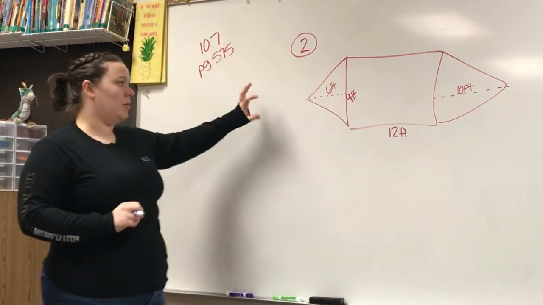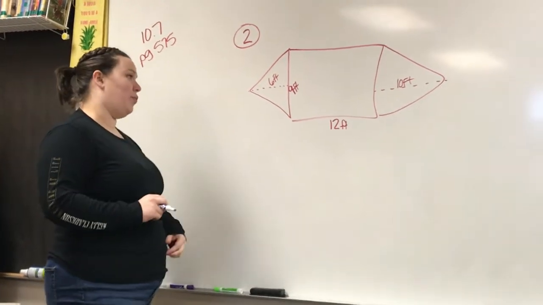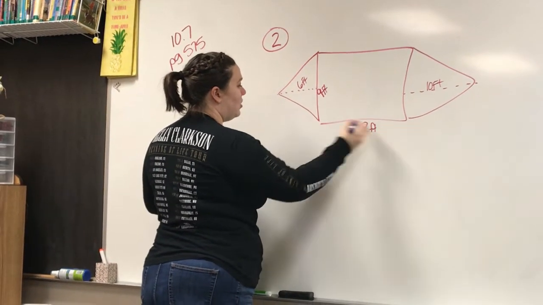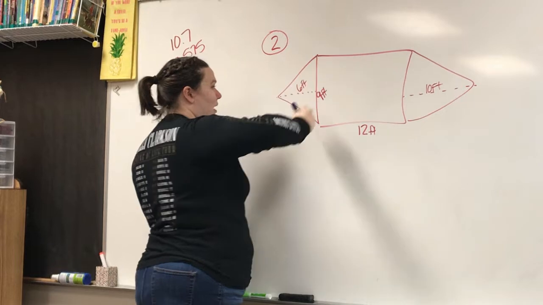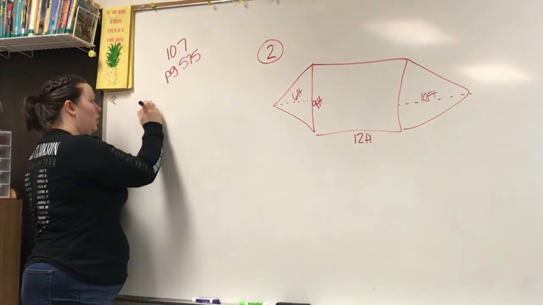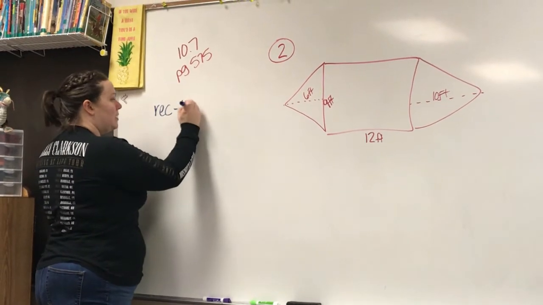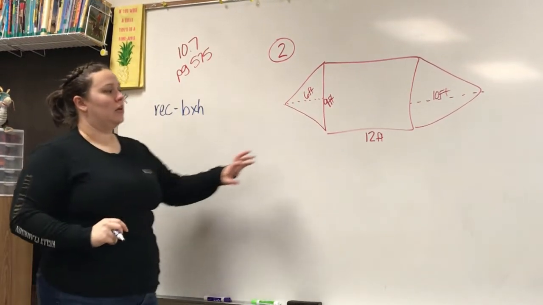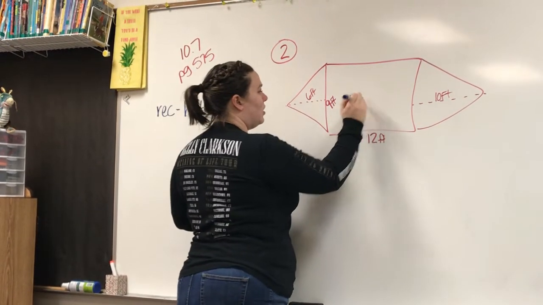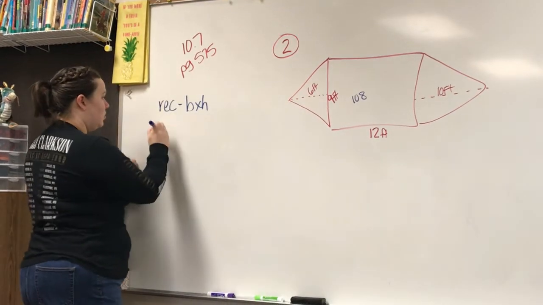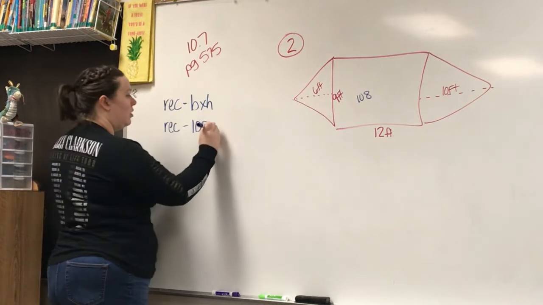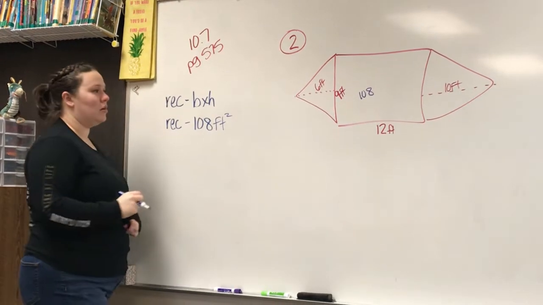So on problem number 2, it did the breaks for you. It said that there's a rectangle in the middle, the length is 12, the height is 9. We know how to find the area of a rectangle, and that is base times height. 12 times 9 is 108. So the rectangle area is 108 feet squared.